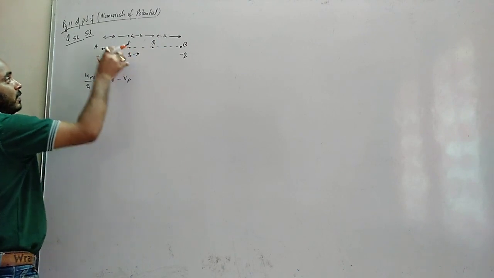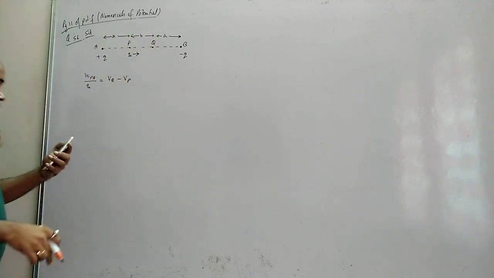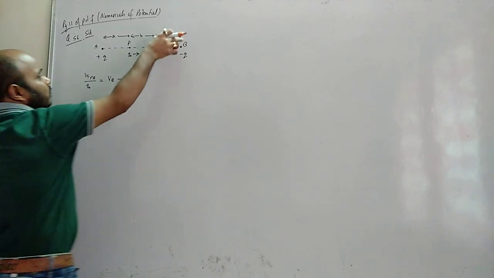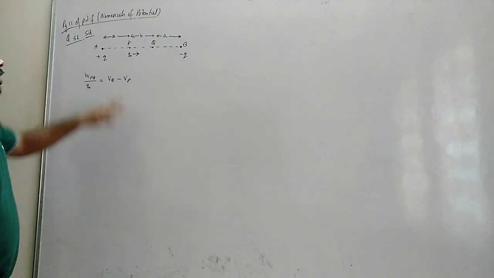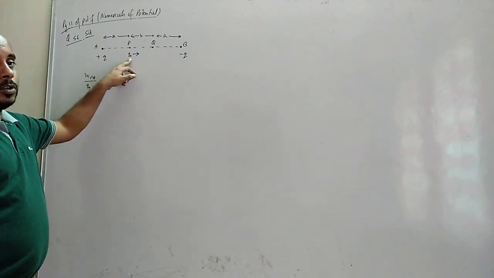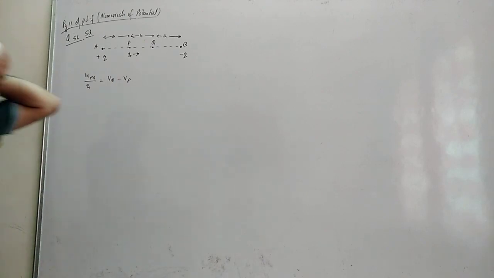Okay, the distances are given to you. A to B is a, P to B is v, and Q to B is a again. They say find the work done to move a charge Q naught from P to Q. Okay, this is the question. You understand the question? Now see here.